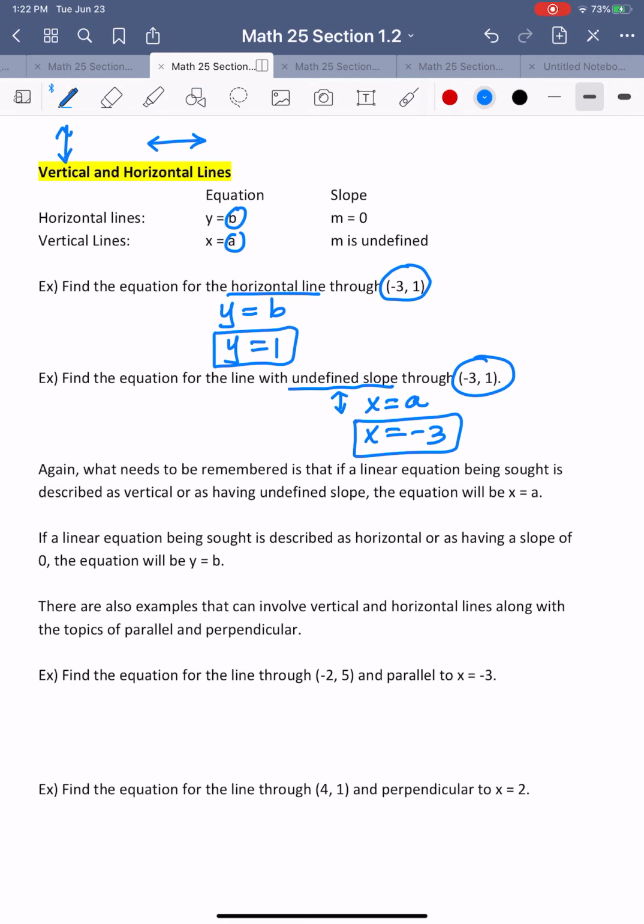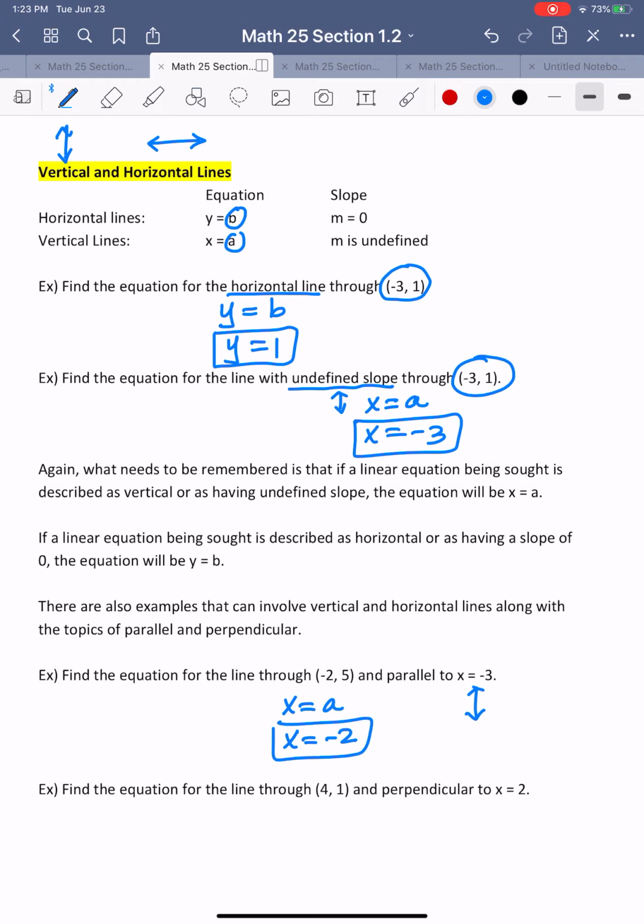So there are also examples that can involve vertical and horizontal lines along with the topics of parallel and perpendicular. For example, find the equation of the line through (-2, 5) but parallel to x = -3. This means this is a vertical line, right? The vertical line means we have to get the equation as a vertical, so x equal to a, but what is the x value in the ordered pair?